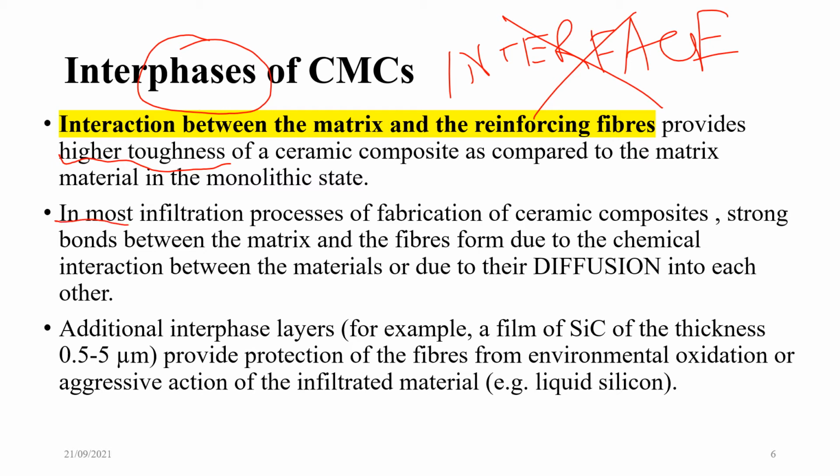In most infiltration processes of fabrication of ceramic composites, please note, we will come to detailed discussion of the infiltration process, but here we are giving a brief overview of how the interface is formed. Strong bonds between matrix and fibers are formed due to chemical interaction between the materials or due to their solid diffusion. Additional interface layers, for example a film of silicon carbide of the thickness in the order of microns, provide protection of fibers from environmental oxidation or aggressive action of the infiltrated material, that is the liquid silicon. So there is a process called liquid silicon infiltration where this is specially taken care of.